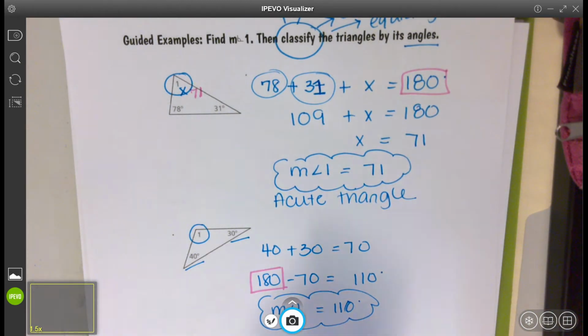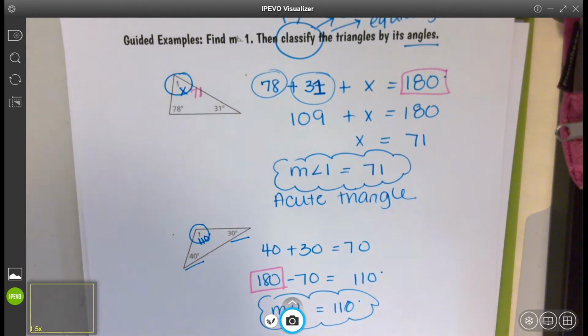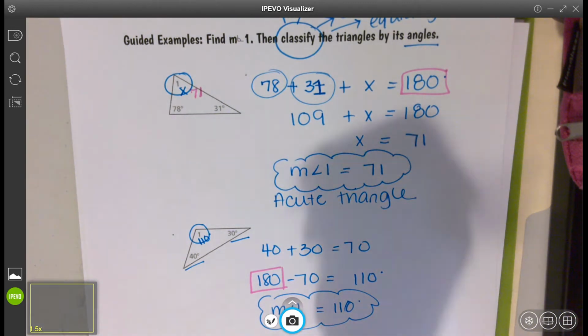All right, now that we know that the missing angle is 110, we have all three angles, 40, 30, and 110. Based on those angle measurements, what would we classify our triangle to be? Would it be acute, right, obtuse, or equiangular? Since we have one angle greater than 90 and less than 180, we have an obtuse triangle.